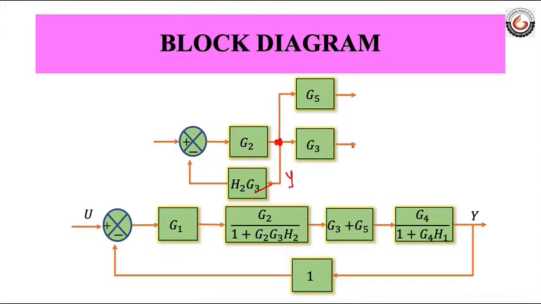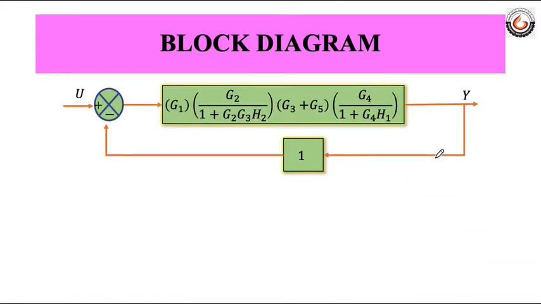So now we have all 4 in cascade. Four blocks are in cascade, and then we will apply the cascade rule and then we will apply the feedback law. Once I apply the cascade rule, this will be something like this: G1 G2 by 1 plus G2 G3 H2, times G3 plus G5, times G4 by 1 plus G4 H1. Okay, and this is my feedback.